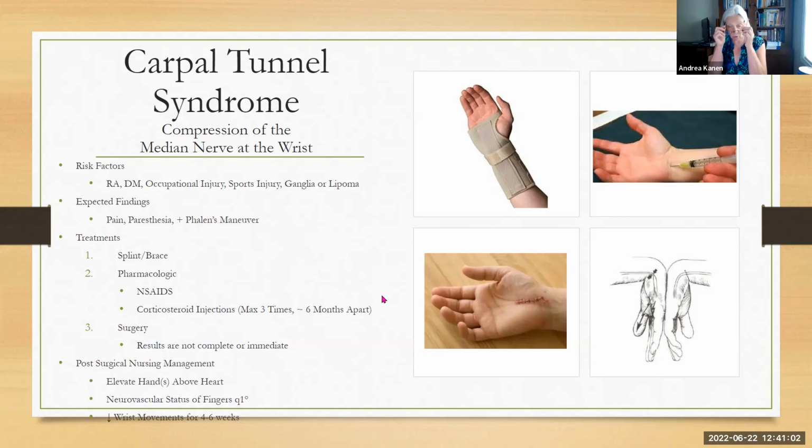So post-surgical, if they've got to have surgery, you're going to elevate the hands above the heart. Right? We've already talked about this a couple of times today. We want to keep all that fluid from building up in the area we just did surgery on, because that will inhibit healing of that tissue and can cause additional damage there. We are going to be doing neurovascular status Q1 hour immediately after surgery. So capillary refill. Can we wiggle our fingers? Can you feel this? What's the temperature? What's the color? You know the drill, right? And then after that, we're going to have them reduce that wrist movement after surgery for at least 4 to 6 weeks, because you've got to give that tissue time to heal.